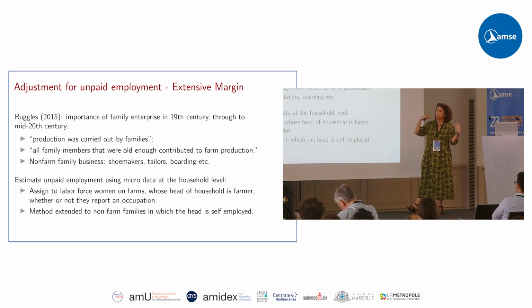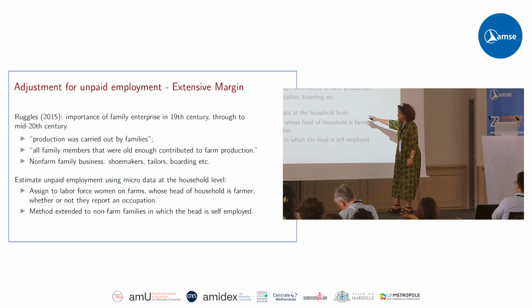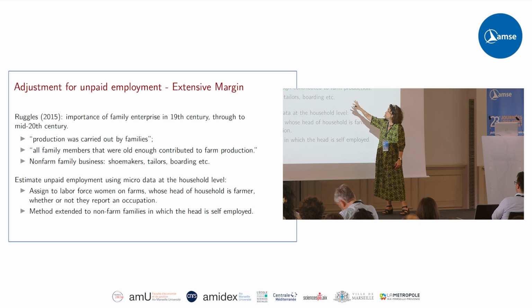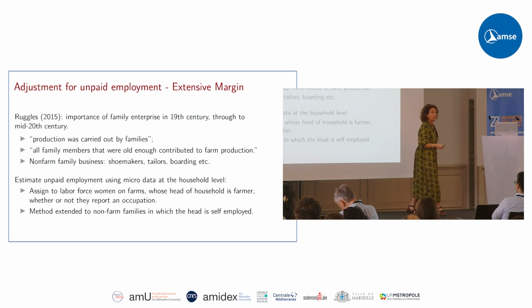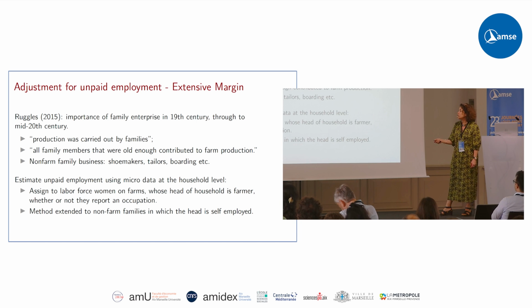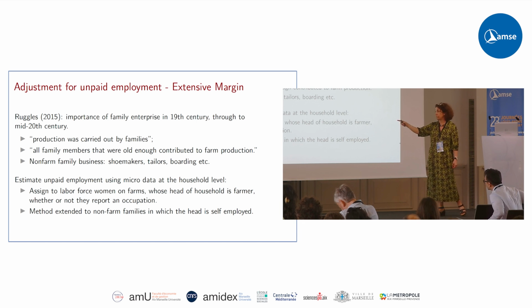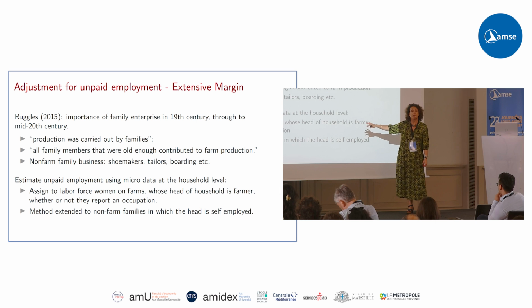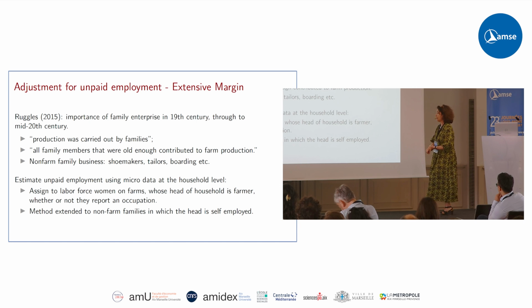You can think, for example, about small businesses like shoemakers, tailors, repairs, boarding houses, etc. So we use microdata at the household level to adjust the census estimate of female employment in the following way. We assign to the labor force women living on the farm whose head of household is a farmer, whether or not they report an occupation. So the idea is that if you are a woman living on the farm, married to a self-employed farmer, the presumption is that you're not just enjoying leisure and cooking all week. You're going to chip in on the family work, the farm work.